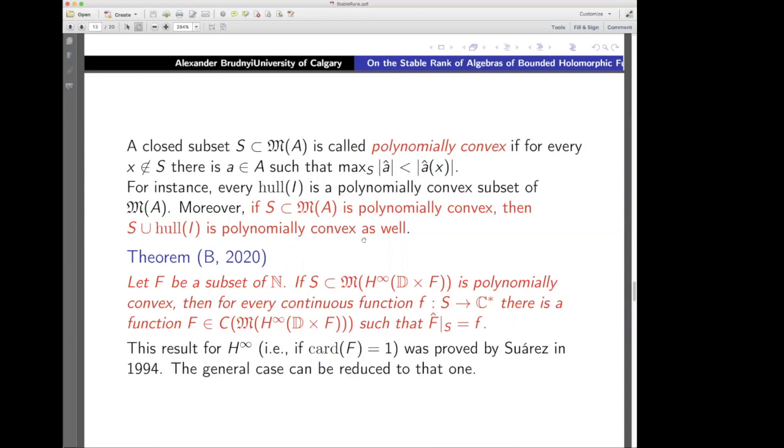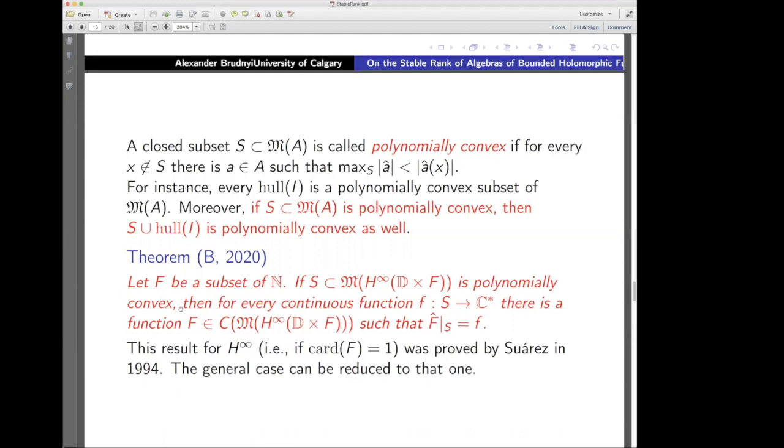Okay, so the main technical tool which is used in the proof of the theorem about stable rank is the following fact. So let us consider any subset F of natural numbers and consider this space D times F, just the disjoint union of copies of the open unit disk of cardinality F. And suppose that S is just in the maximal ideal space of this algebra, and suppose that S is polynomially convex.